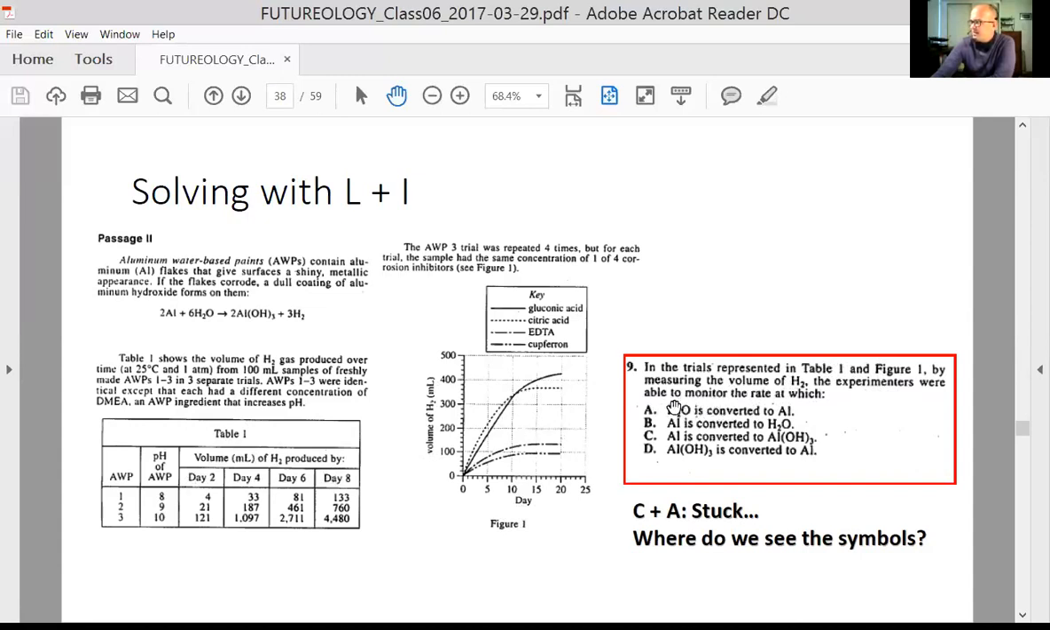But when we look at the answers, there's nothing in Figure 1 or Table 1 that has anything to do with the symbols in the answers. Let me repeat that. When we look at the answers, none of these symbols seem to be matched by Table 1 or Figure 1. So we're stuck on C and A. Well, that's okay because these symbols that are in the answers, they're kind of over here in the intro.